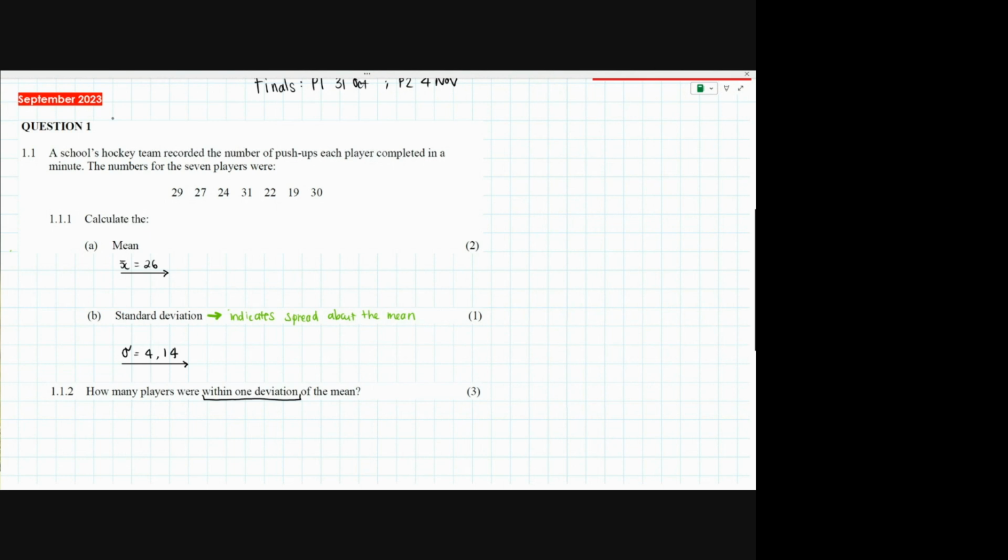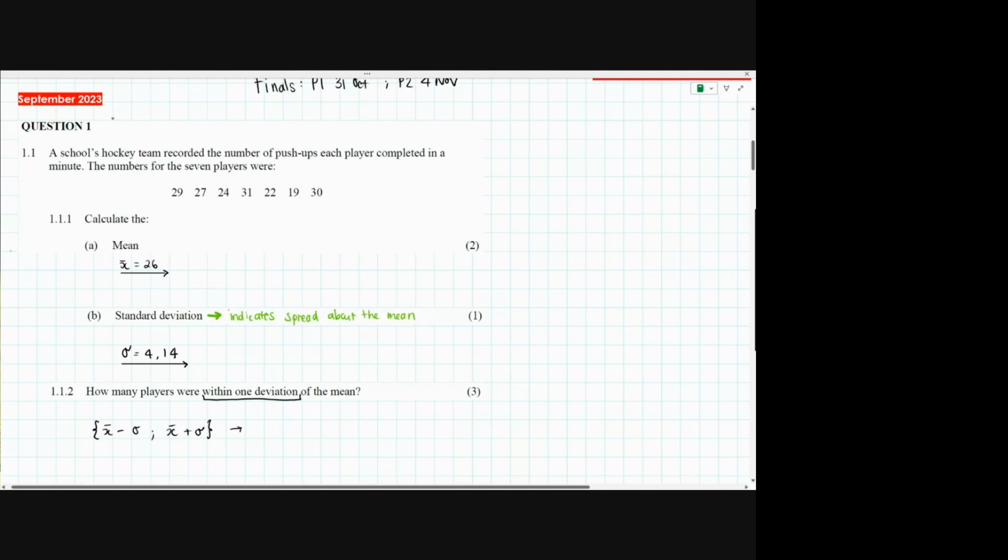Okay, so how many players are within 1 standard deviation of our mean? Essentially what we want to do here is take our mean and subtract the standard deviation, and then take our mean and add the standard deviation. And that will give us all the players within 1 standard deviation. So that's exactly what I'm going to do.